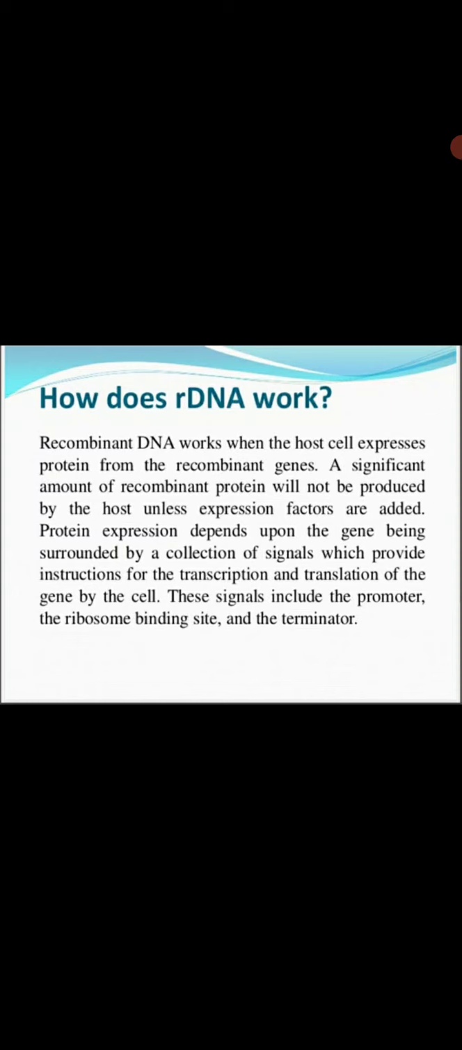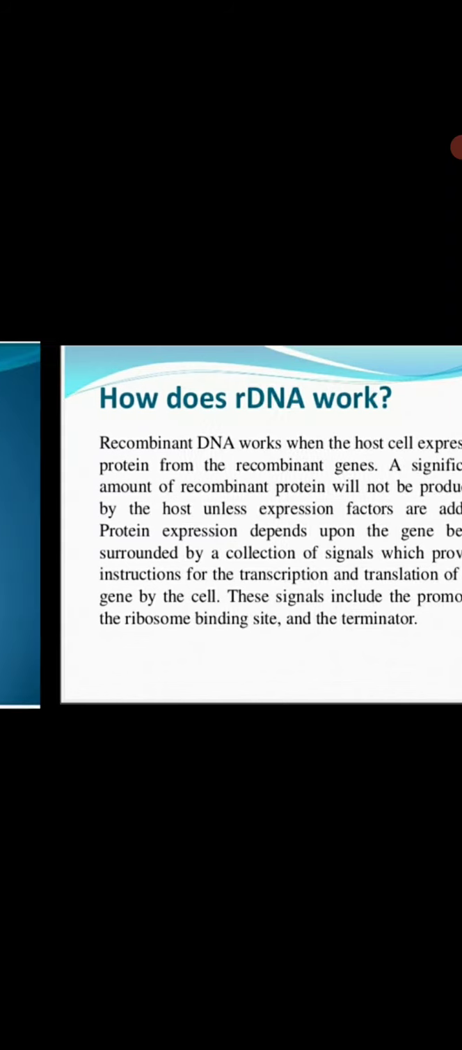So protein expression depends upon the gene being surrounded by a collection of signals which provide instructions for transcription and translation of the gene by the cell. So these signals include promoter, ribosome binding sites and terminator. All these elements help in the expression of plasmid DNA.